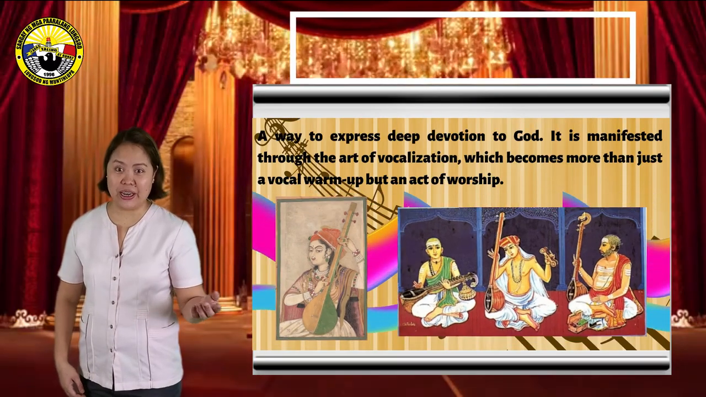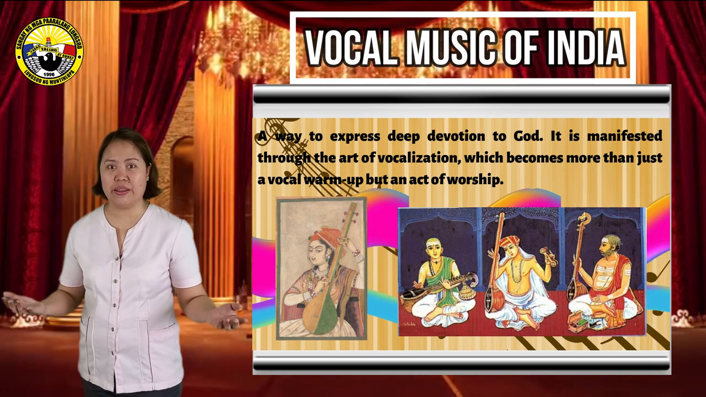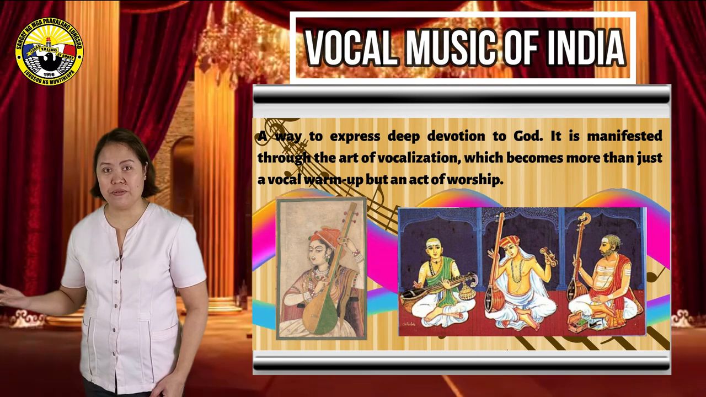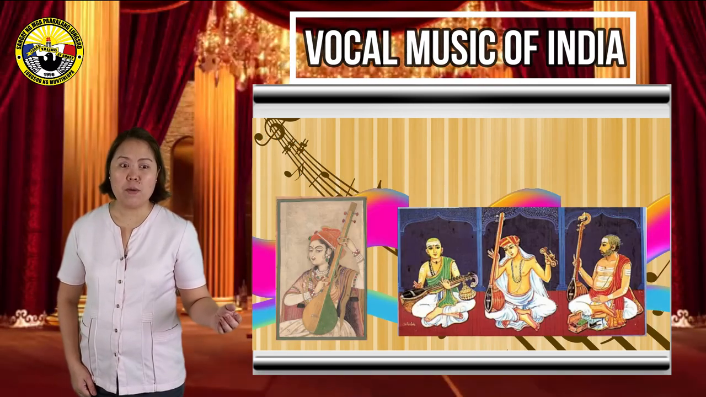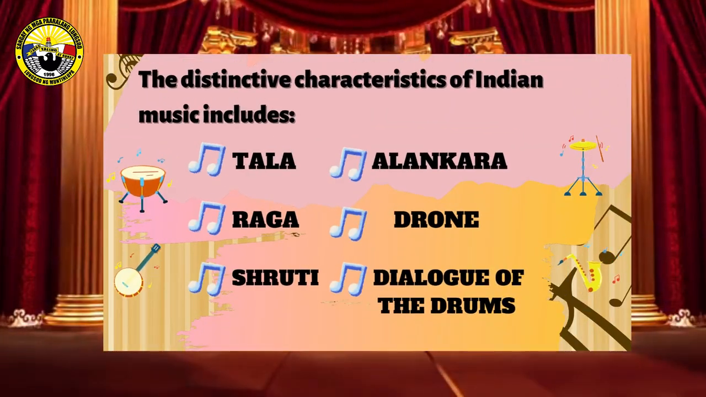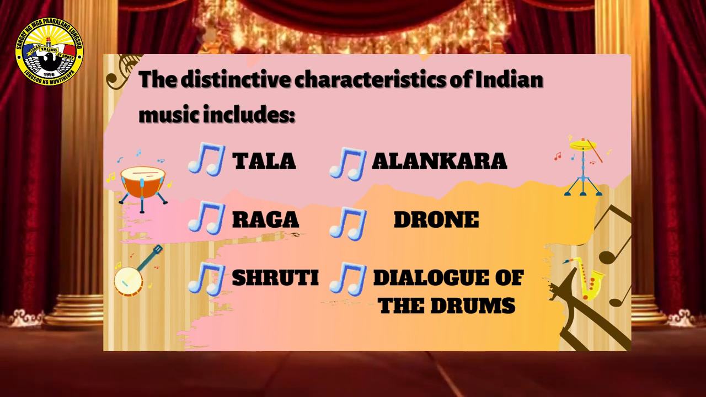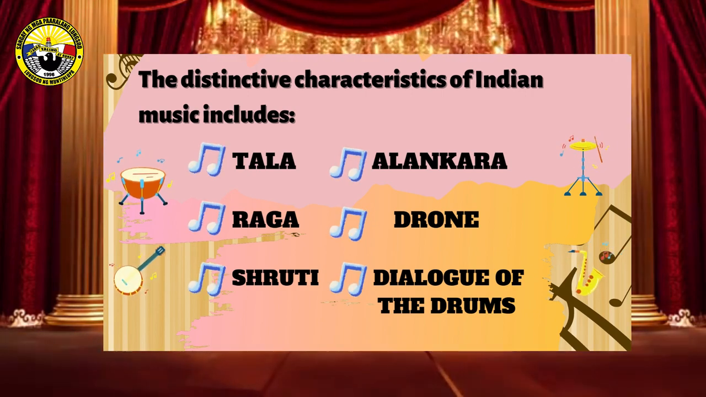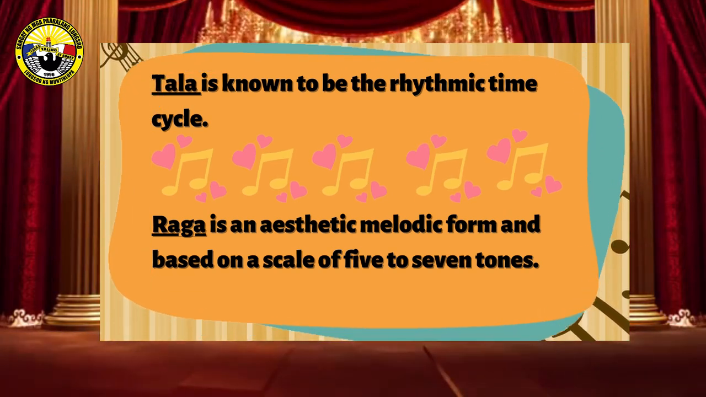The vocal music in India is a way to express deep devotion to God. It is manifested through the art of vocalization, which becomes more than just a vocal warm-up, but an act of worship. Distinctive characteristics of Indian music include the tala, the raga, the sruti, the alankara, the drone, and the dialogue of drums. The tala is known to be the rhythmic time cycle.